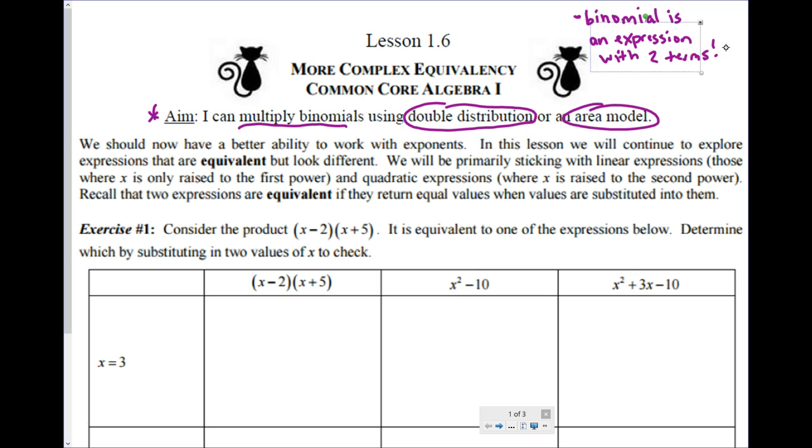We should now have a better ability to work with exponents based on our last lesson we did. In this lesson, we will continue to explore expressions that are equivalent, meaning the same, but look different.